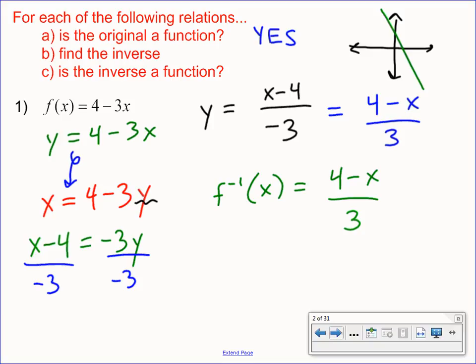Our final question is C, is the inverse a function? Well, this would be a linear function with slope negative 1/3 and y-intercept of positive 4/3. So it turns out that yes, this would be a function because every input would be paired with one unique output, and it's a line, so it would pass the vertical line test because it's a slanted line. If I could try to draw that in there, I might be able to. So it might be something like that.